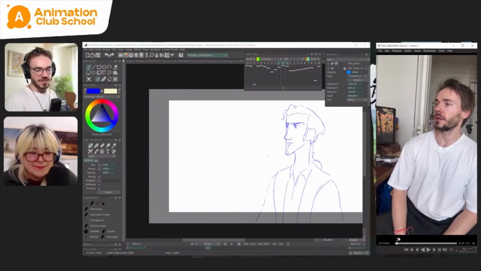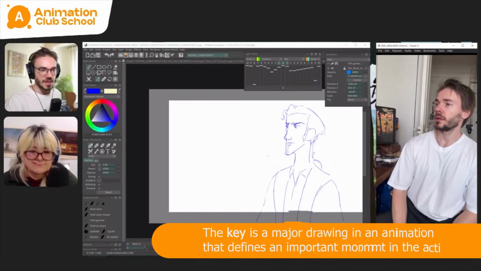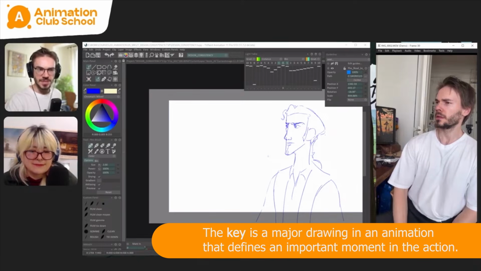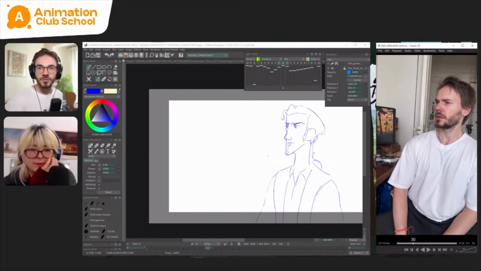When I have reference, I instantly pick the keys. For example, this is the first frame, this is the first key. This is another key because I changed. It's basically the breaking moment, when something changes, or the direction of my movement changes, or the emotion changes. This is basically the key.